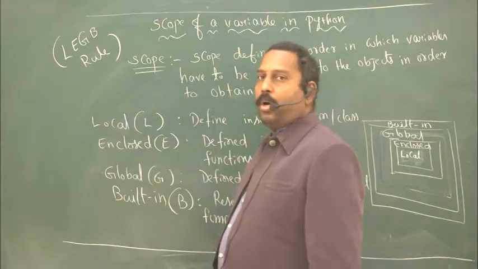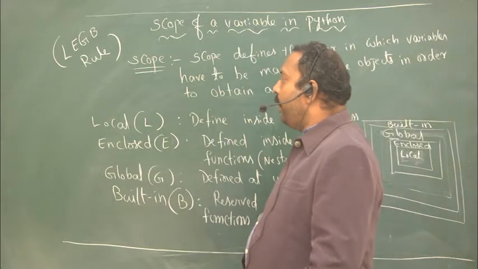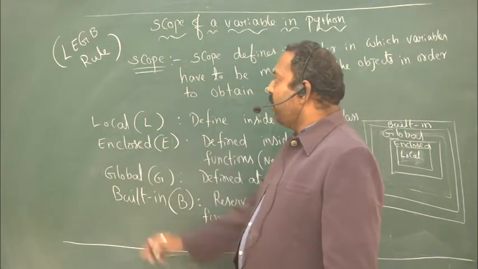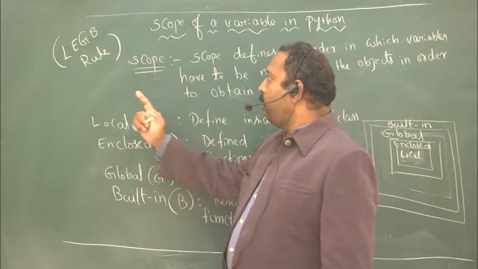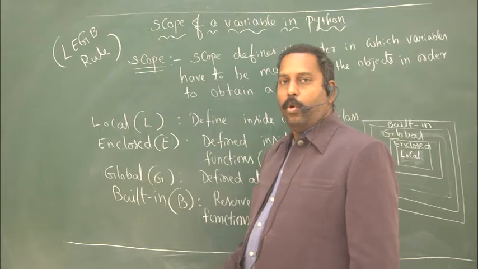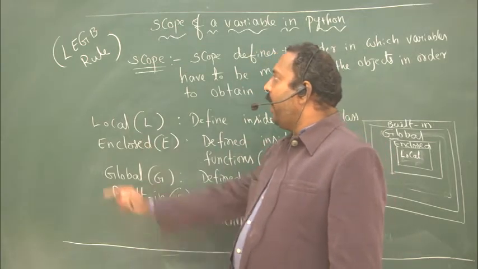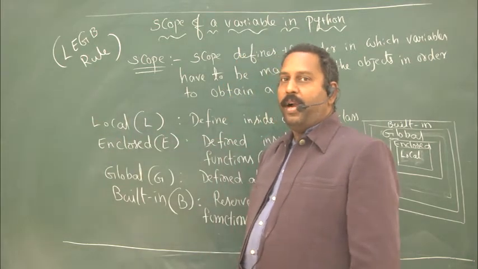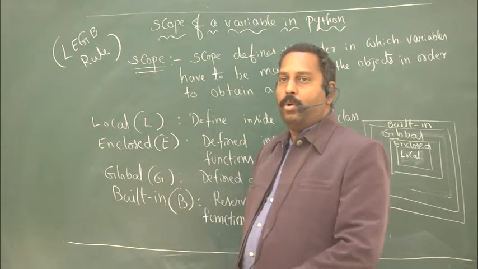L means local, E means enclosed, G means global, and B means built-in scope. So the first one is a local scope, the second one is an enclosed scope, the third one is a global scope, and the fourth one is a built-in scope. So we have to check in which scope the variable can be identified by using the LEGB rule. This is a very important concept.